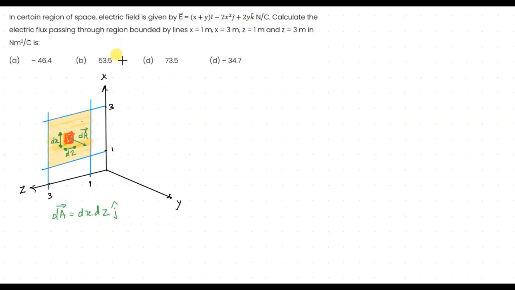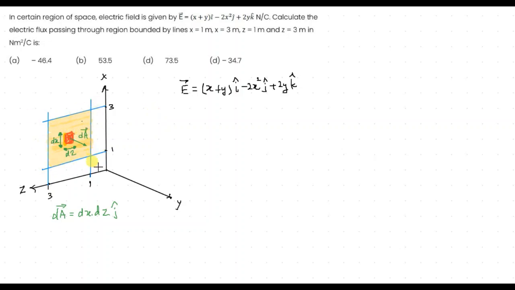In this particular problem, you can see that the electric field which is provided to us, E, is (x + y) i minus 2x² j plus 2y k. This is the electric field provided to us, and we are asked to calculate the electric flux passing through this yellow region.